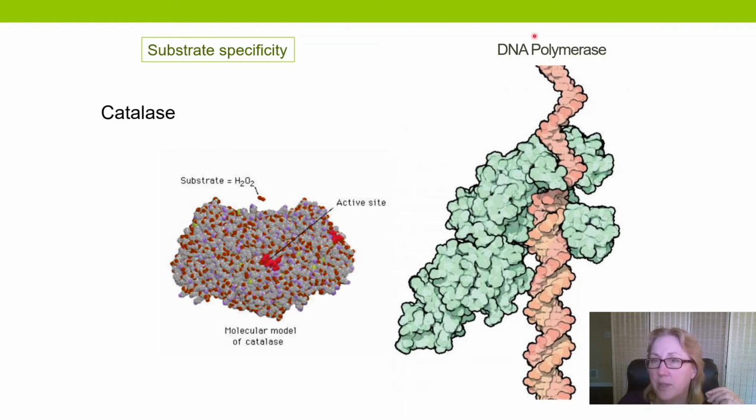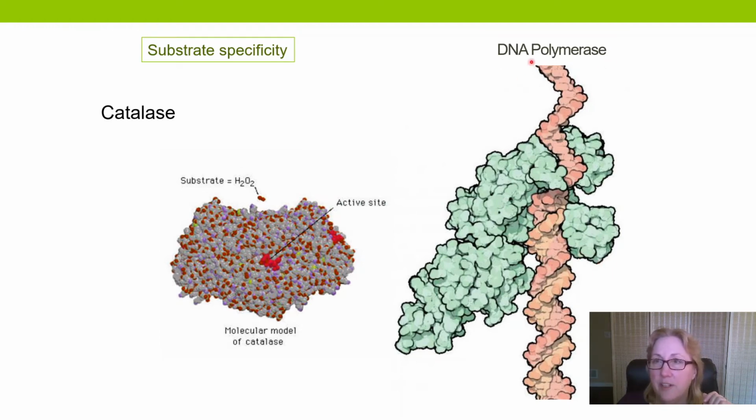DNA polymerase polymerizes nucleotides into DNA. It makes the polymer. That's why it's called polymerase. So DNA polymerase makes DNA. So this green blob here, that's DNA polymerase. And down at the bottom here, we can see a double helix. And up at the top here is only a single DNA backbone. And the DNA polymerase is moving along, putting in the second or complementary nucleotide. So we're going to talk more about DNA polymerase towards the end of the semester.